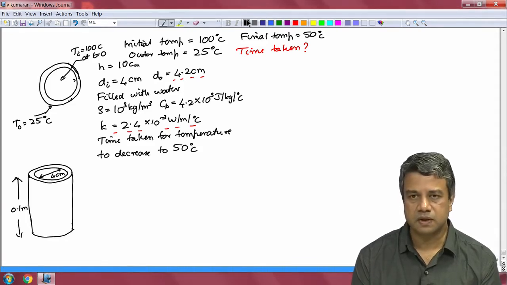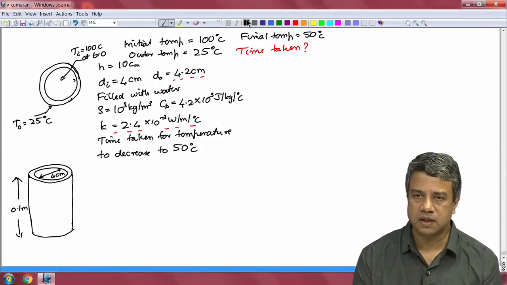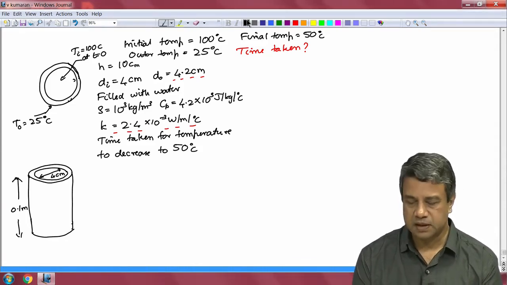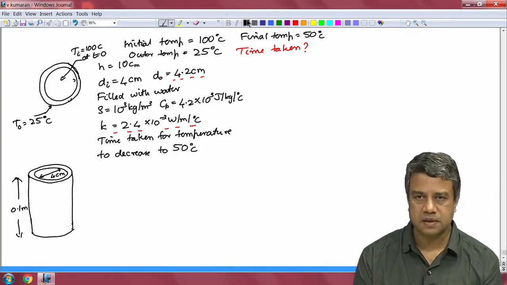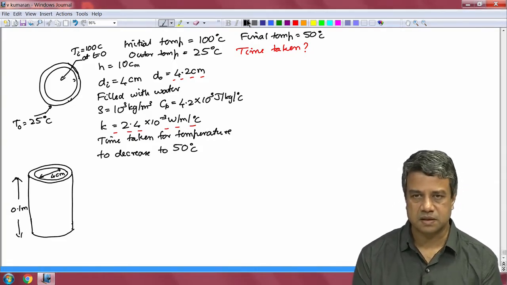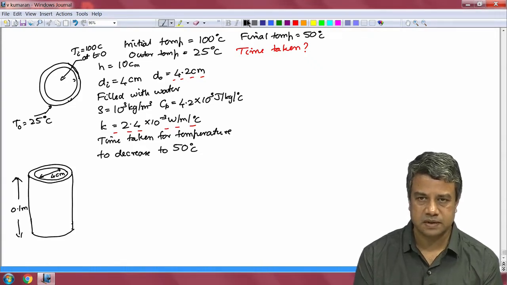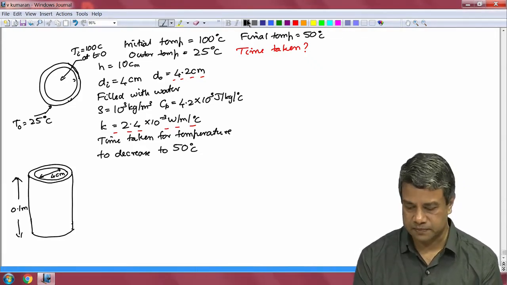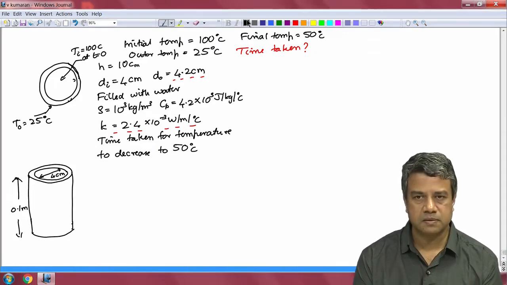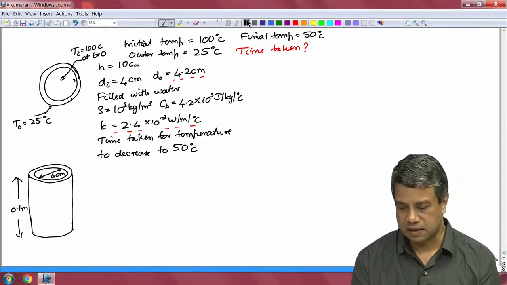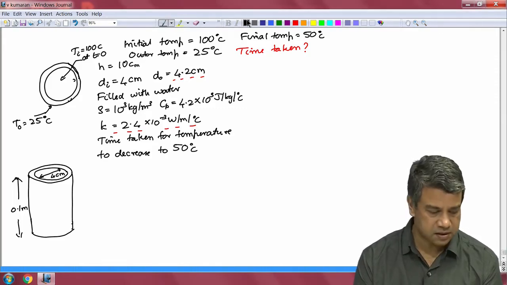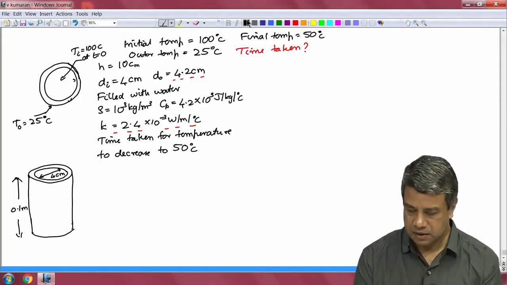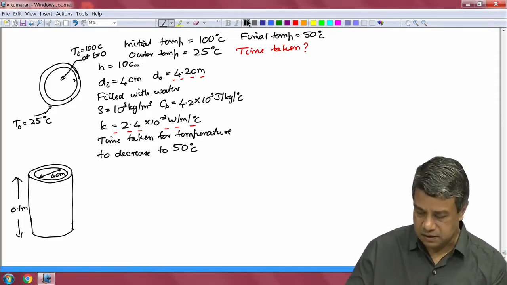We will assume for now that there is no conduction through the end caps. If there were conduction through the end caps, then this would be like a parallel resistance. There is one conduction through the end caps and one through the cylindrical surface. So, you would assume a parallel conduction model in order to solve this problem. In this particular case, we will assume that there is no conduction across the end caps and there is only conduction through the cylindrical surface.